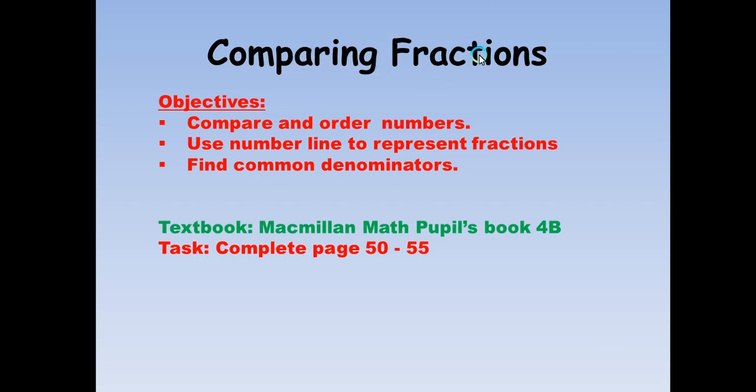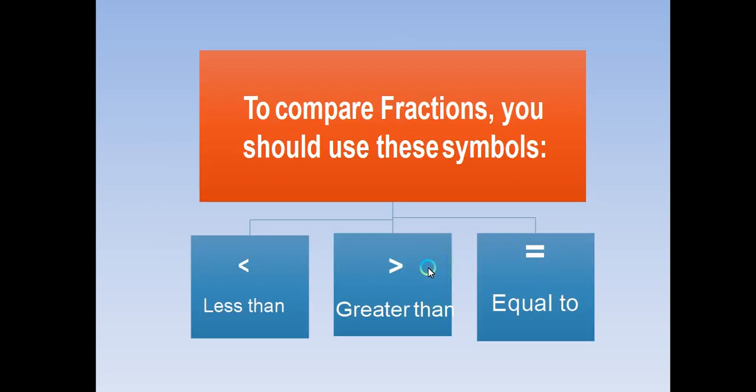Comparing fractions. Our main objectives are we're going to compare fractions and other numbers. We're going to use number lines to represent fractions, and we're going to find common denominators. Our textbook is Macmillan Math, book 4B. Then we have a task at the end of the class. It's going to be from page 52 to page 55.